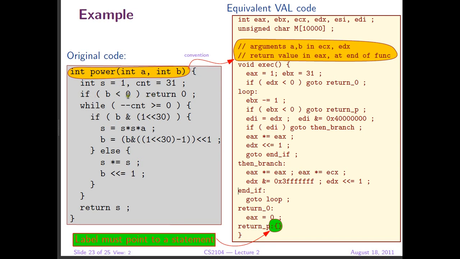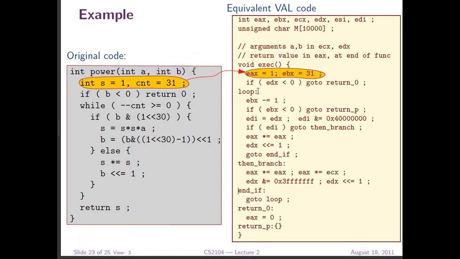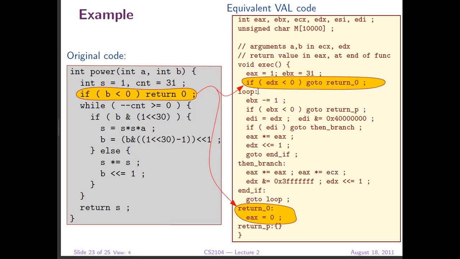So if b less than 0 returns 0, it will be converted into, so what I was just saying, these two local variables will be converted into the corresponding assignments on the right. Okay, so now if b less than 0, we cannot return 0 immediately, because the only thing we can write in an if here is a goto instruction.